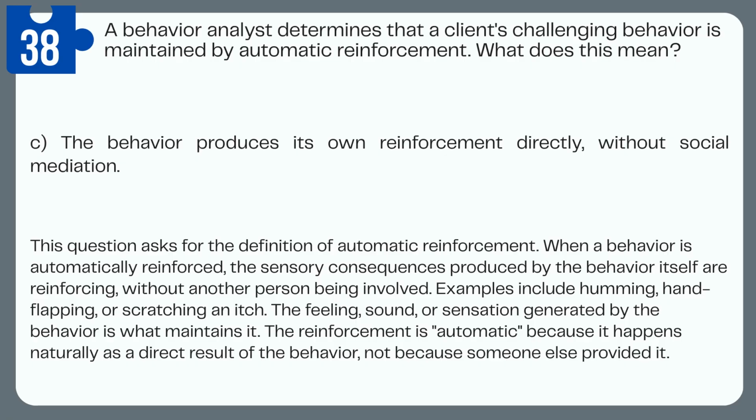Answer: C. The behavior produces its own reinforcement directly, without social mediation. This question asks for the definition of automatic reinforcement. When a behavior is automatically reinforced, the sensory consequences produced by the behavior itself are reinforcing, without another person being involved. Examples include humming, hand flapping, or scratching an itch. The feeling, sound, or sensation generated by the behavior is what maintains it. The reinforcement is automatic because it happens naturally as a direct result of the behavior, not because someone else provided it.